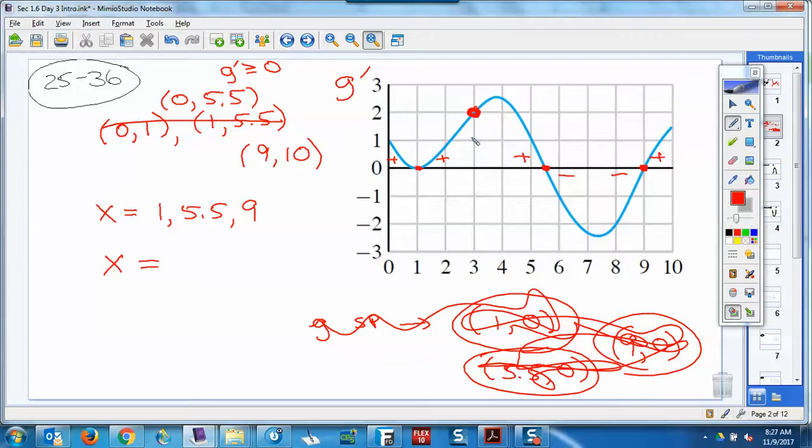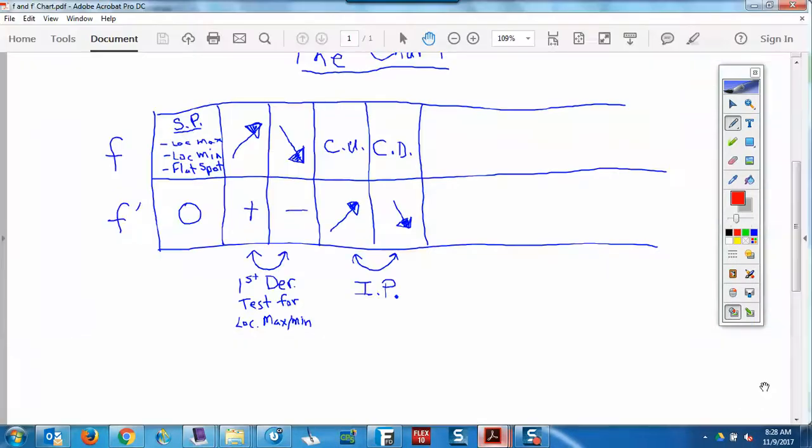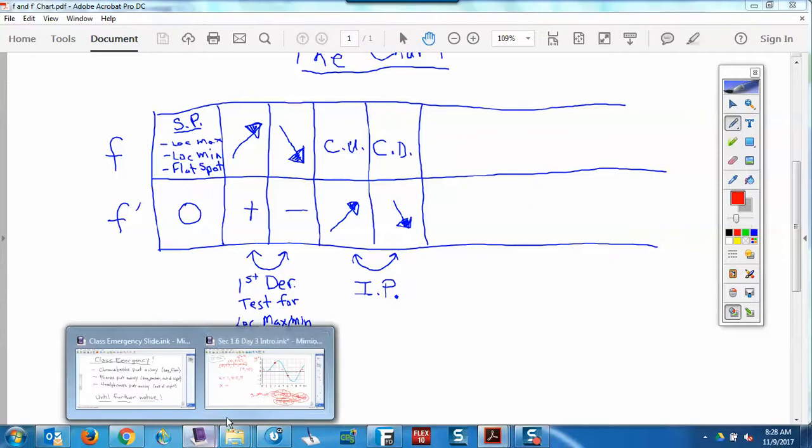Is G concave up at 6? No, because G prime is decreasing. G prime decreasing means G is concave down. But you can see, if you can memorize the chart and just create it out of thin air, right? Once I hand out the test, you've got all that stuff in front of you. It's all right there, okay?